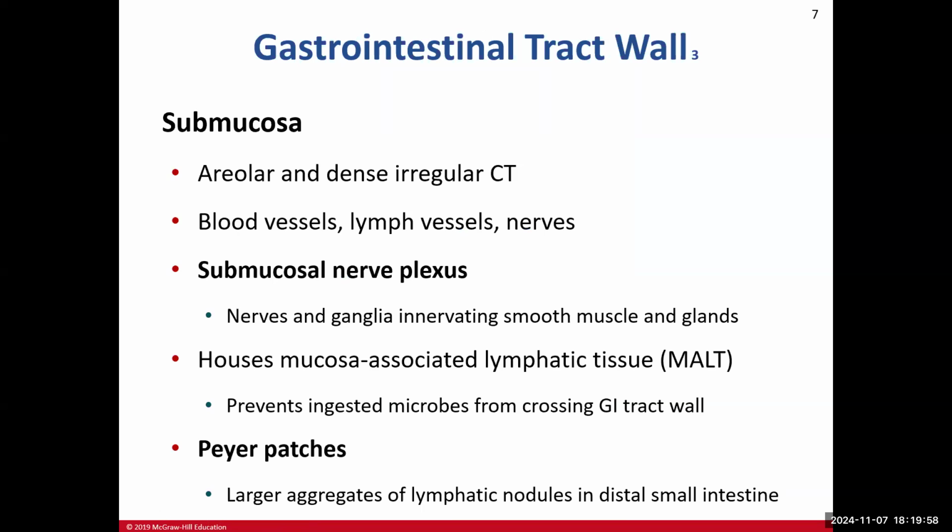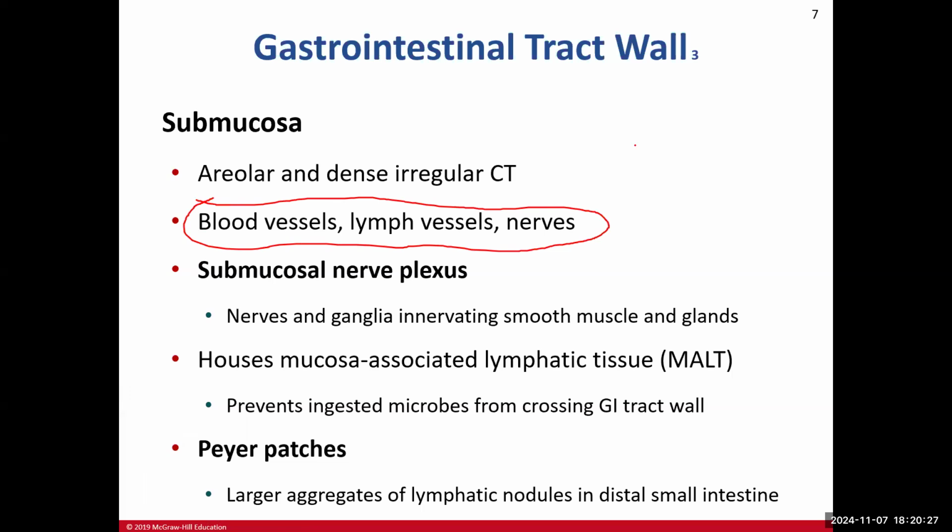So the second layer is going to be the submucosa. And notice it's also made up of areolar connective tissues, but also dense irregular connective tissues. Both have a decent amount of ground substance, which is great because that ground substance is very convenient because it allows for blood vessels, lymphatic vessels, and nerves to occupy those open spaces there. So again, that helps to facilitate the absorption.